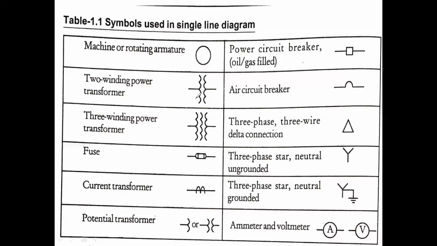A two winding transformer will be represented similar to a transformer. This is a three winding transformer. A fuse will be represented in this manner. This is a current transformer, which is used for measuring the currents in the transmission line. And a potential transformer will be represented by a symbol like this.